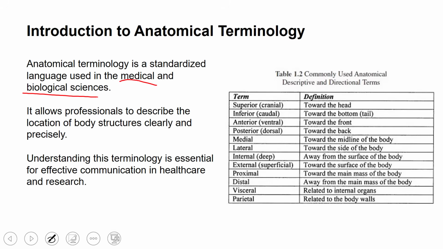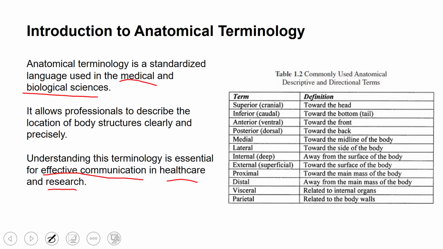So these are some of the terms that are used in medicine or in biological science to clearly and precisely describe the location of our body structures. Understanding this terminology is essential for effective communication in healthcare and research. If you are able to understand this concept of anatomical terminology, it will help you with effective communication in healthcare and research.